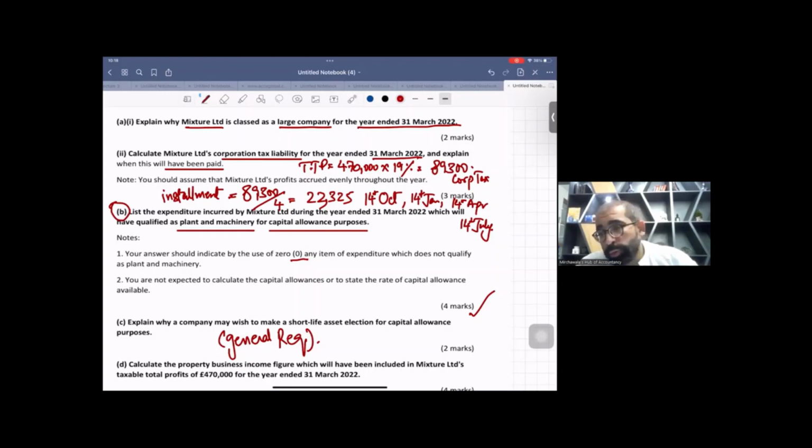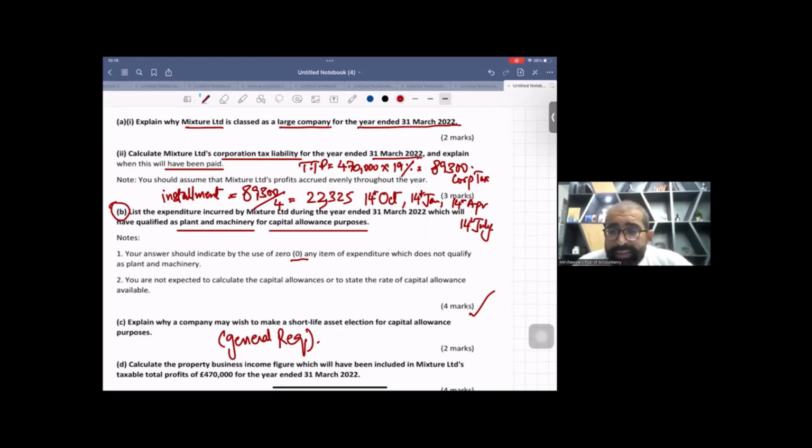But yes, one thing is for sure. This is a new thing I'm telling you. Let me ask a special quiz. Can anybody tell me, short life assets belong to which family, main pool or special rate pool? Write on the chat box. Very good. Main pool. Short life asset is related to the main pool family.